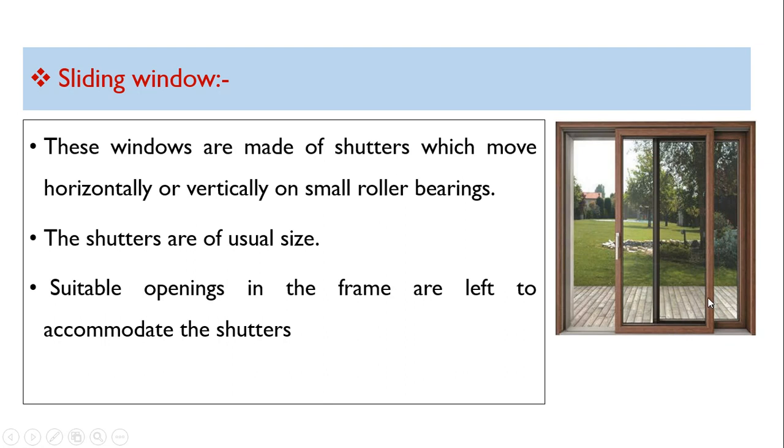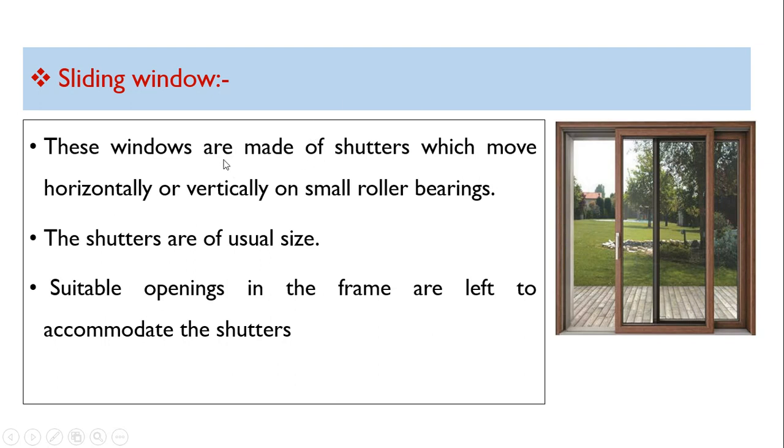In this case, the sliding window may be of 2 shutters or it may be of 3 shutters, and here in the frame a rolling arrangement is provided, bearings are provided so that the shutters can be moved left or right, and it can be easily opened and easily closed. So this type of window is more popular nowadays, called sliding windows.